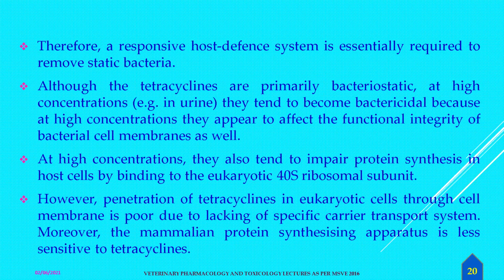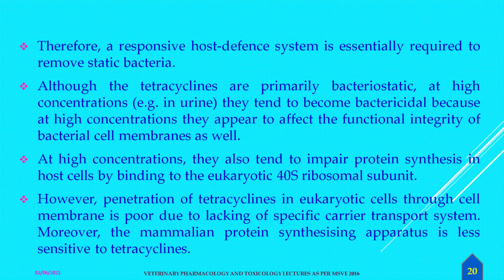But in higher concentration, they get entry inside the bacterial cell and act on the bacteria. So at very high concentrations, they tend to impair protein synthesis in the host. That's also one of the tough tasks, especially with the 60S, 50S and 40S ribosomal subunits of eukaryotes or multicellular organisms. So they are going to bind with the 40S subunit, and protein synthesis will be inhibited in the host also. However, the penetration of tetracycline into the eukaryotic cell through the cell membrane is very poor due to the lack of a specific carrier transport system.